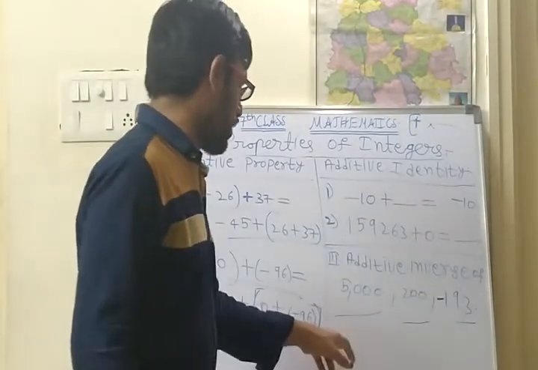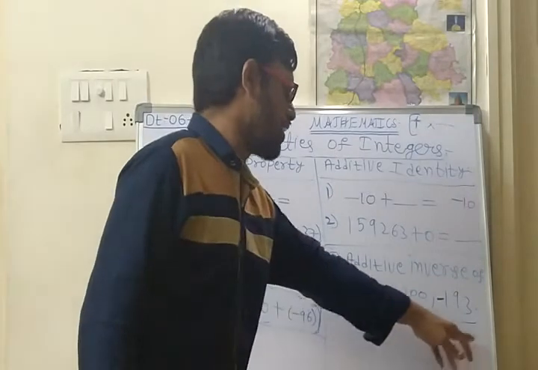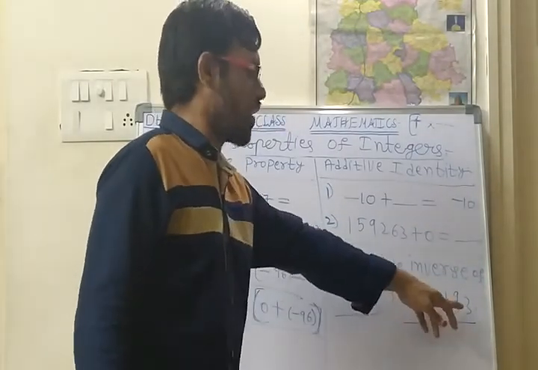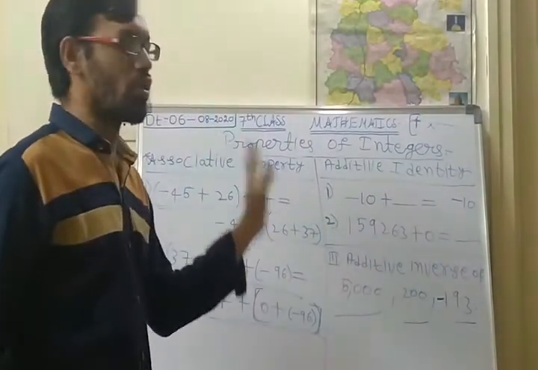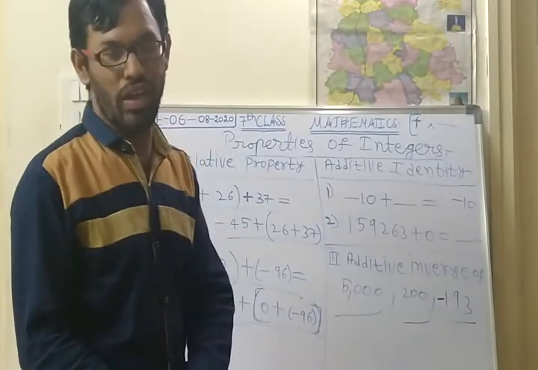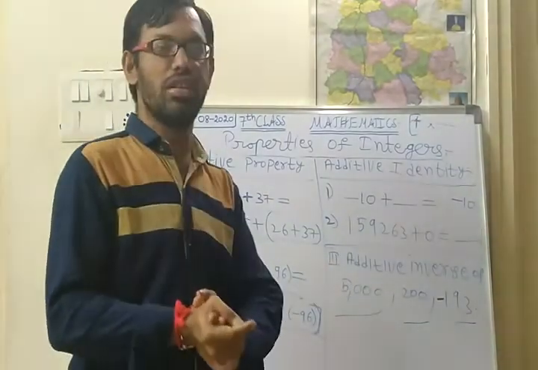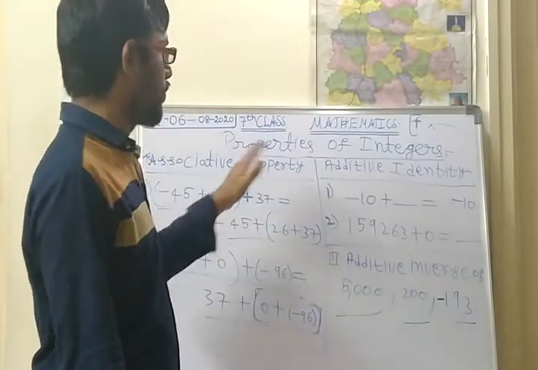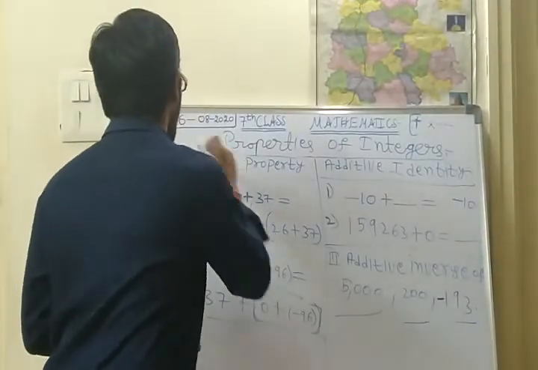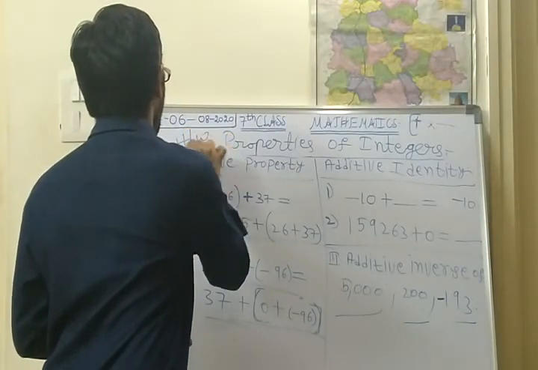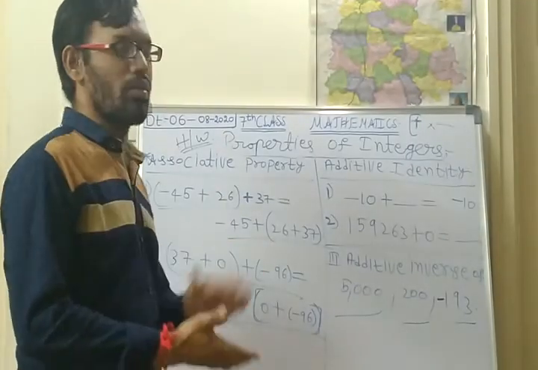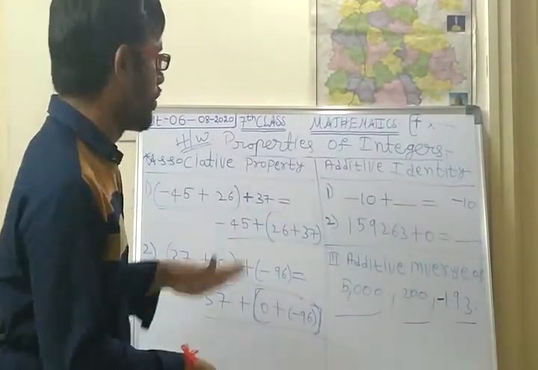The additive inverse of 5000 is dash. The additive inverse of 200 is dash. The additive inverse of minus 193 is dash. Like that you try to do these problems. I hope you have understood this concept very well. In the next class we shall go on with the properties of integers under multiplication. Try to do this as homework, children, and if you are not getting it, recall the class once again so that you will understand very well.